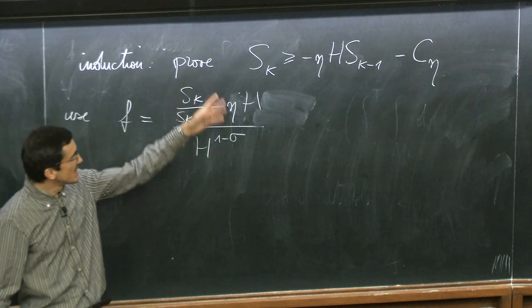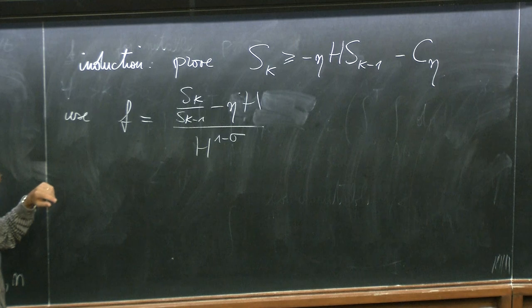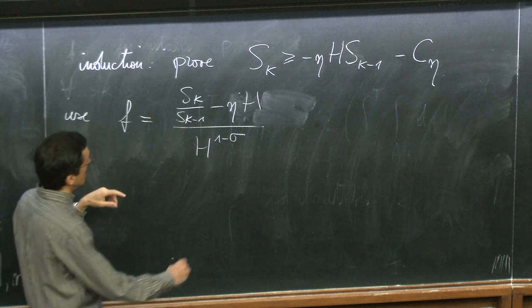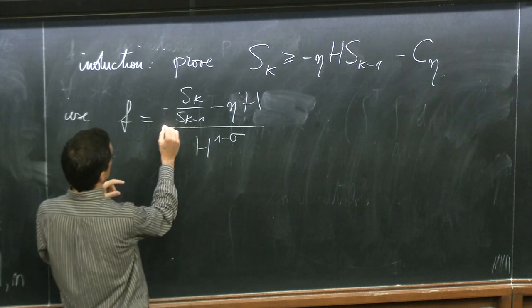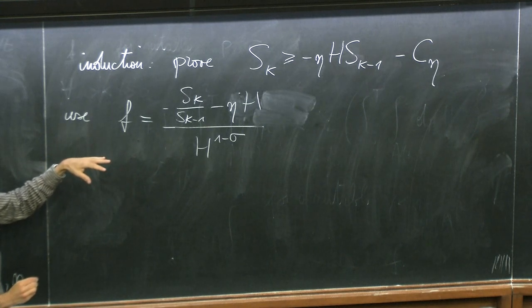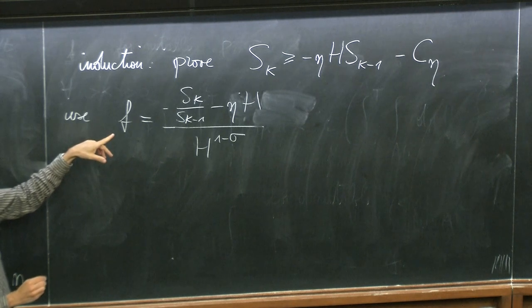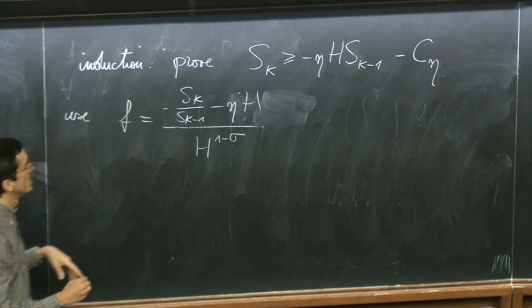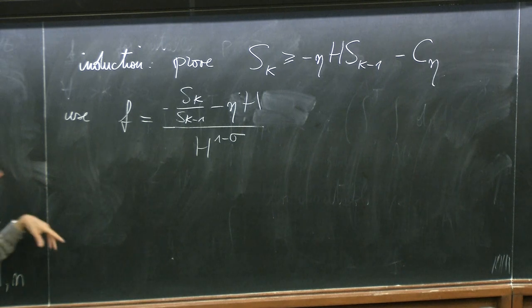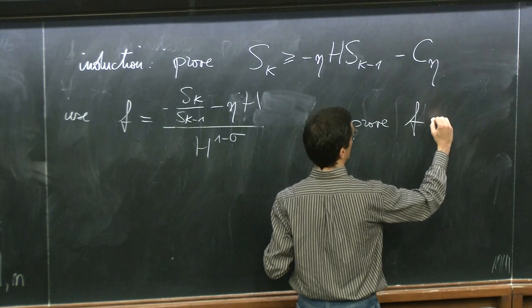So again, this is something scale invariant up to this h to the sigma. And with a minus, because we want to prove that this is less than some constant. So it's analogous to what we did before. So we prove that f is bounded from above.